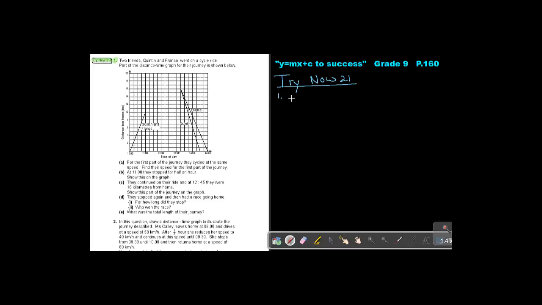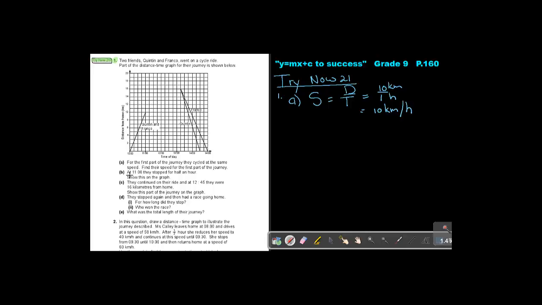Okay, so how do I calculate speed? Speed, okay, you remember your DSTV? It's distance divided by time. So what is the distance? Oh, that's 10 kilometers. And what is the time? It looks exactly like 1 hour. So that's kilometers, that's hours. So it is 10 kilometers per hour.